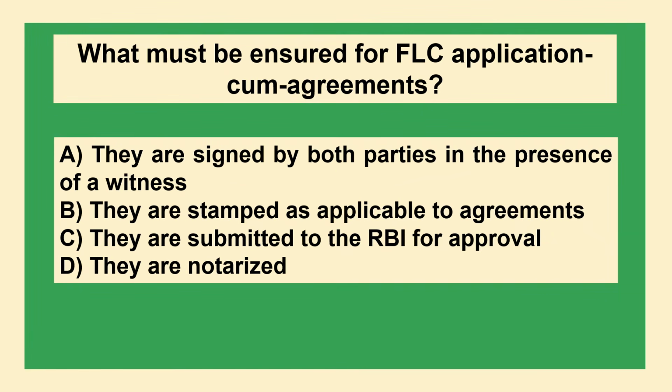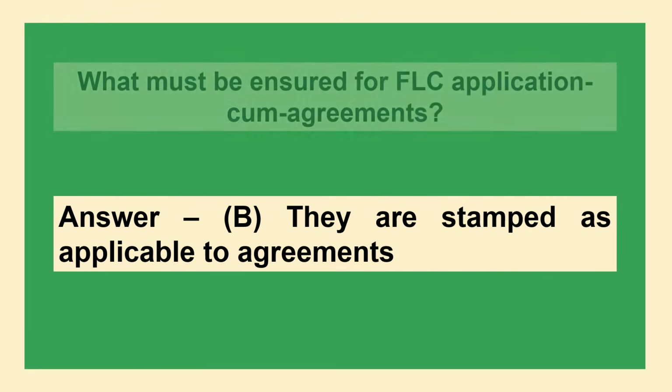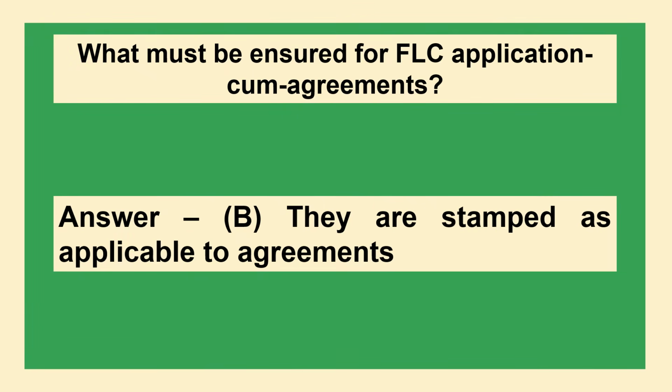Question. What must be ensured for FLC application cum arrangements? Option A. They are signed by both parties in the presence of a witness. Option B. They are stamped as applicable to agreements. Option C. They are submitted to the RBI for approval. Option D. They are notarized. Answer. Option B. They are stamped as applicable to agreements.